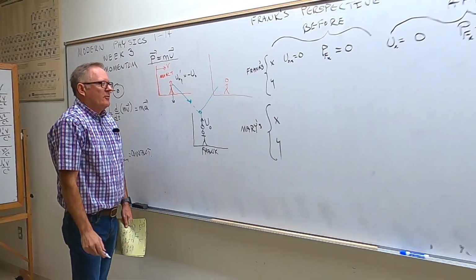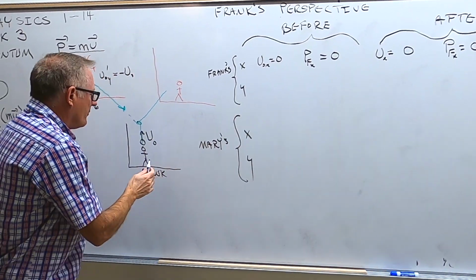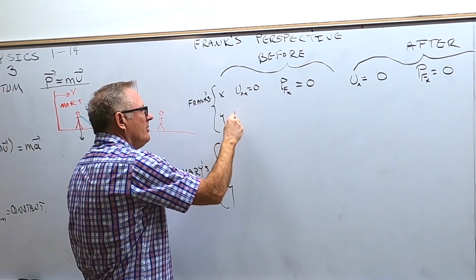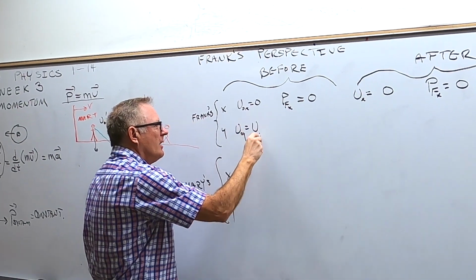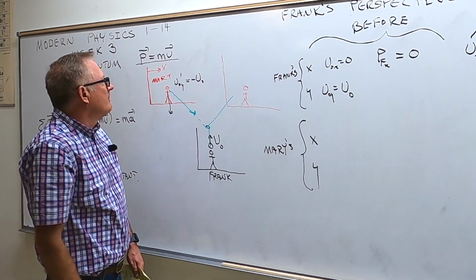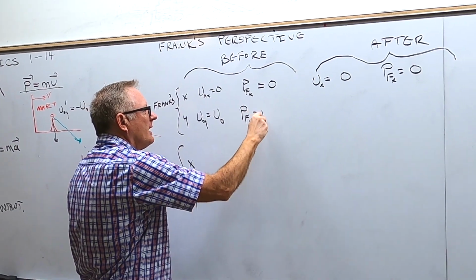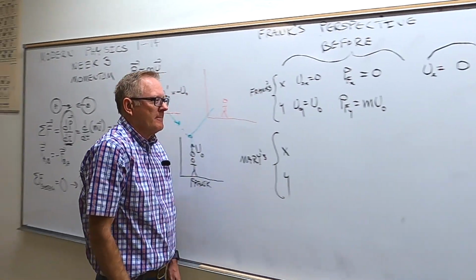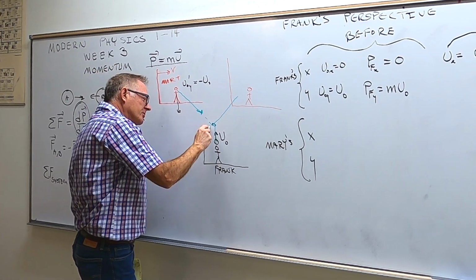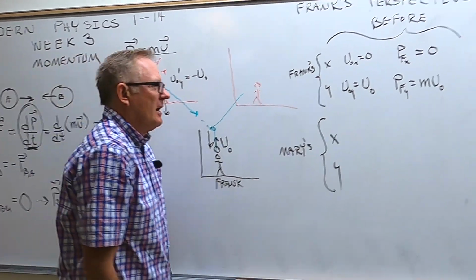Now let's look at the y direction right here. What's u Frank in the y direction? Well, he's just throwing it straight up at u naught. So u naught in the y is just u naught. Which means we plug it in to get the momentum. P Frank in the y is equal to m u naught. Okay, and then after the collision, he sees the ball coming straight back down at u naught. So u in the y would be minus u naught.